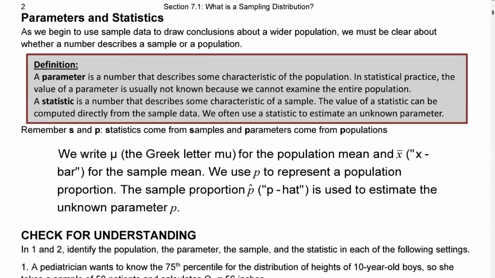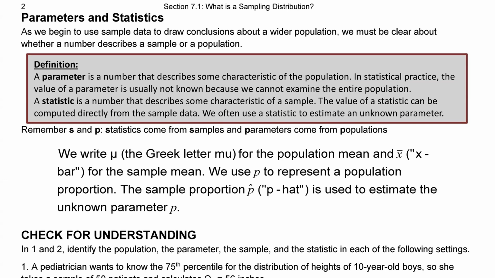It's in a box, so it must be important. A parameter is a number that describes some characteristic of a population. In statistical practice, the value of the parameter is usually not known. Why? Because it's really hard to get information from an entire population, even if the population is relatively small. A statistic, on the other hand, is a number that describes a characteristic of a sample. The value of the statistic can be computed directly from sample data. And those numbers are easier to get.